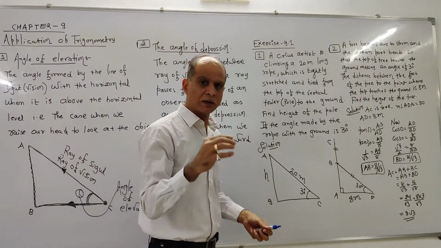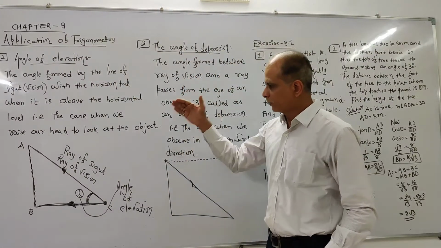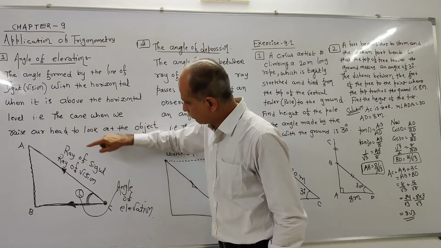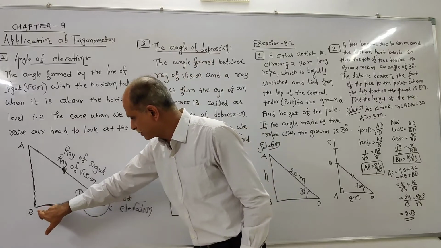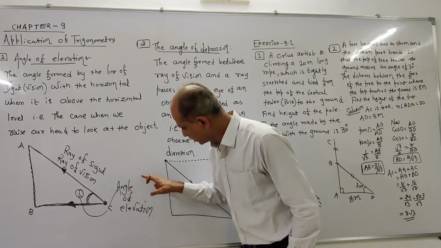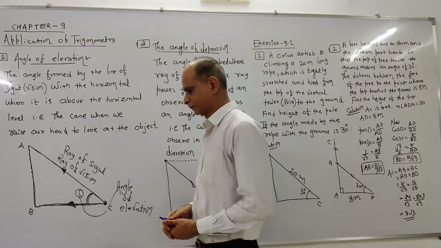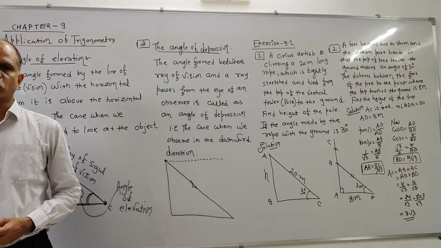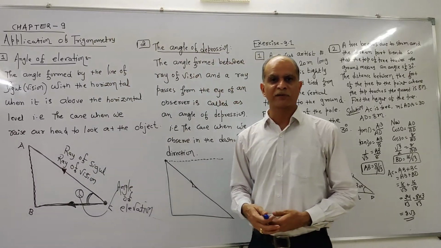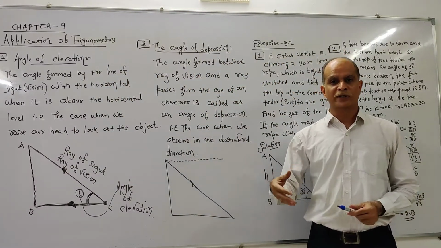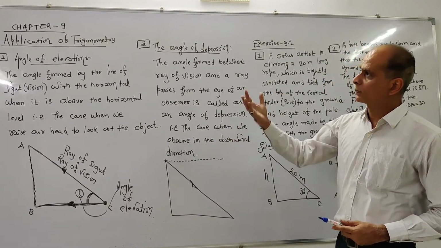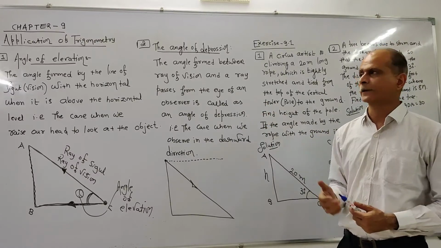So again, when a person observes in the upward direction, the angle between the ray of vision and the horizontal ray passing from the eye of an observer is known as the angle of elevation. This trigonometry is used to find the height of a tower or the distance between two vehicles situated on a road. And that's why the name of this chapter is application of trigonometry.